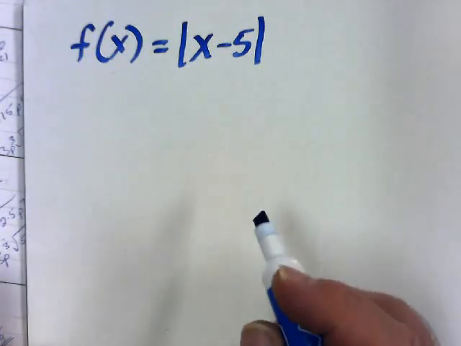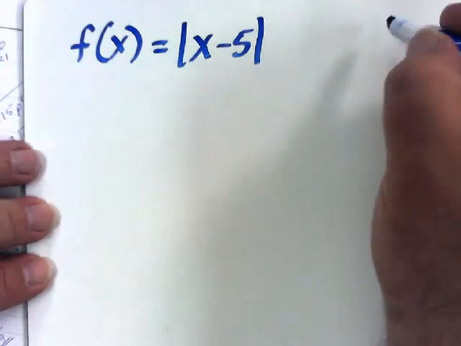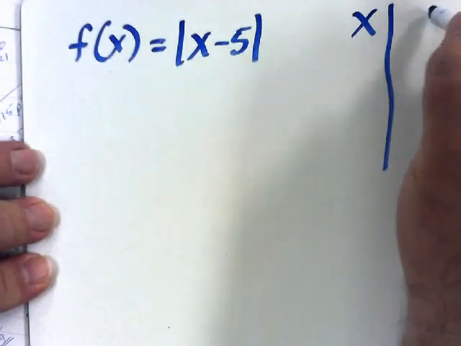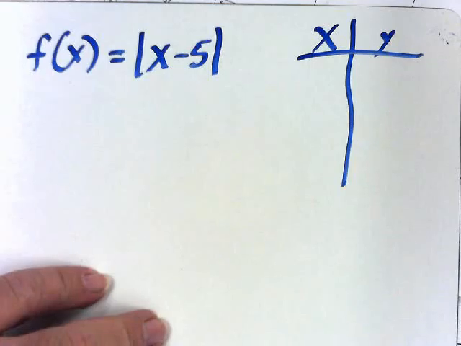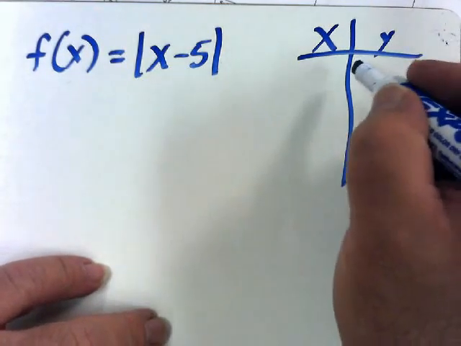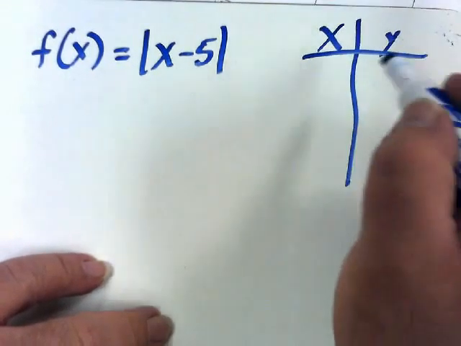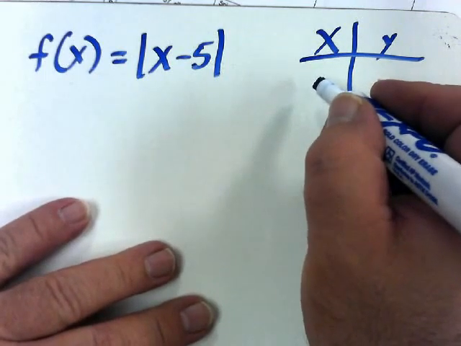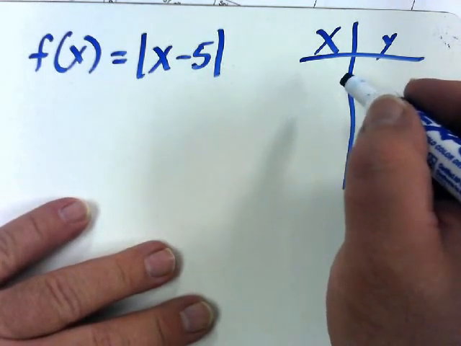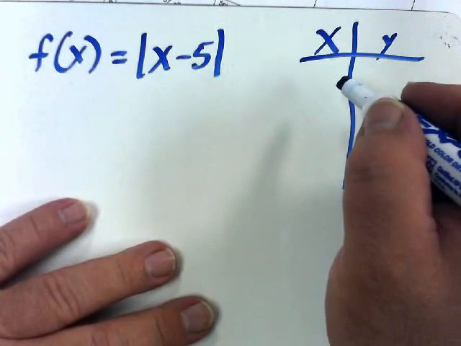Okay, if we have f of x equals the absolute value of x minus 5, we need to set up an x, y table. Since this has a negative 5, I'm going to start at some number. Where do you want to start? And do them consecutively. I just use whole numbers. On the absolute value, I would probably use whole numbers. Step functions, you have to use decimals.